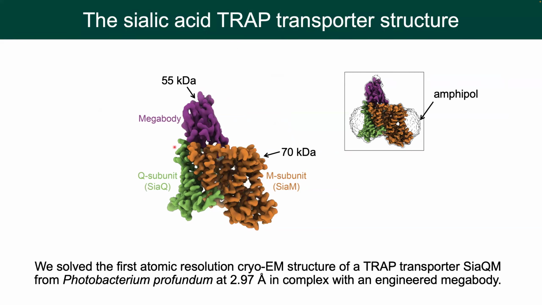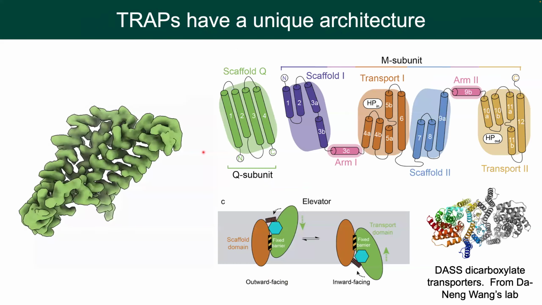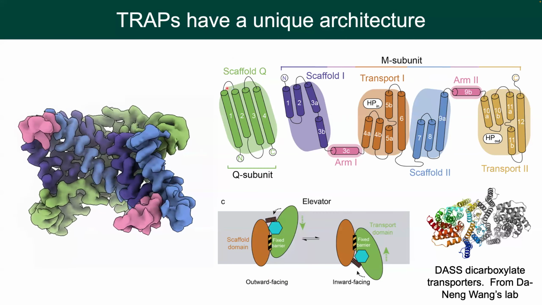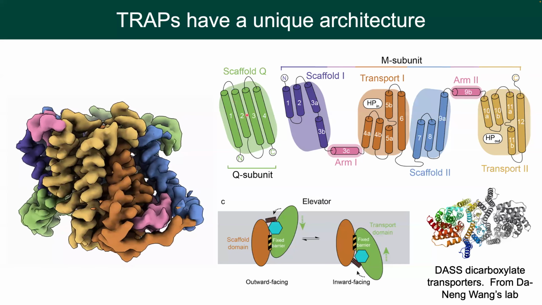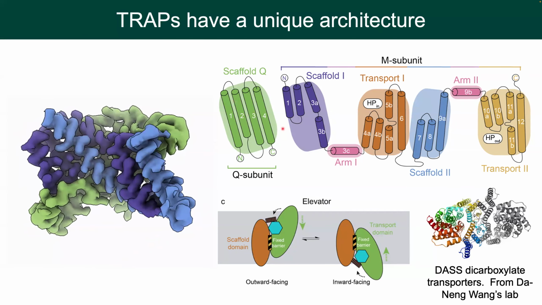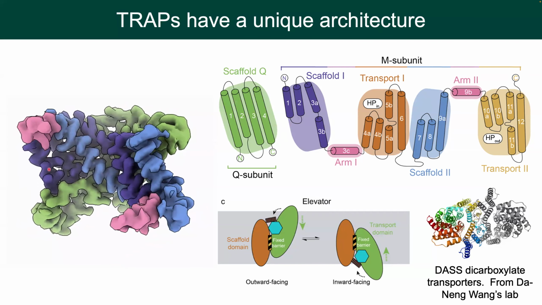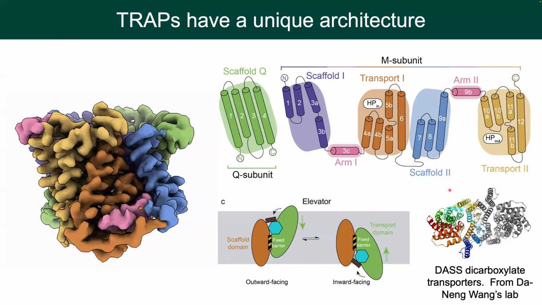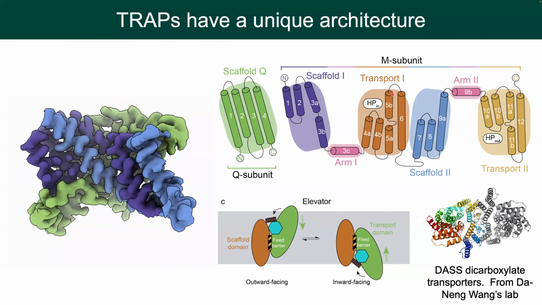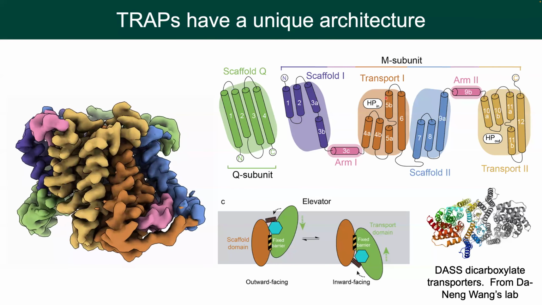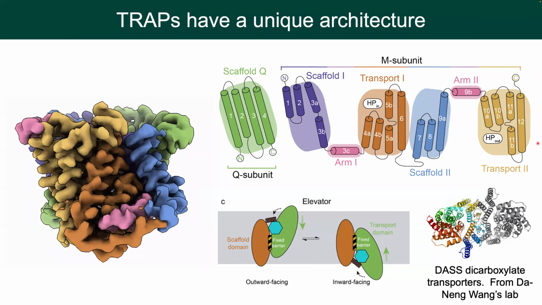So that was one of the genes. Here's the Q subunit in green. And one of the first things that we saw was that the Q domain, which forms the scaffold, was a unique structure for a membrane protein, and it sits on this angle. And then the scaffold part of the protein is formed by parts of the M subunit, so scaffold 1 and scaffold 2. And then we had what looked to be a transport domain, which is made up of 2 parts, so transport 1 and transport 2.